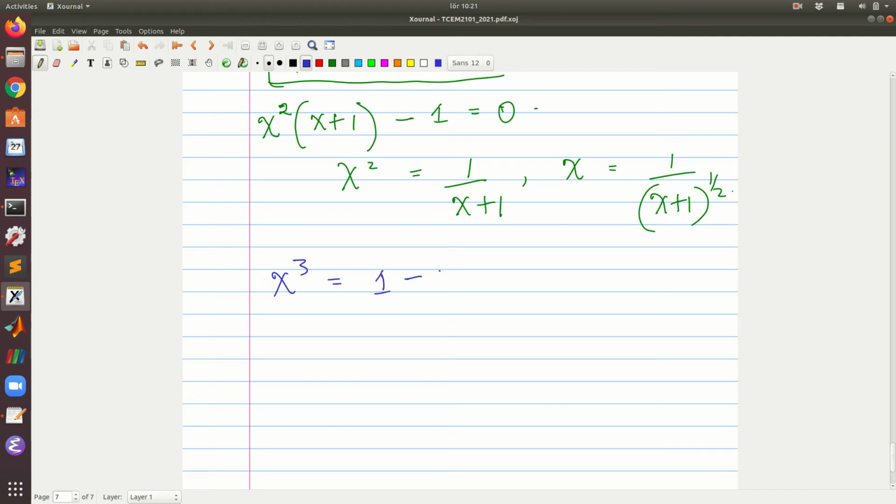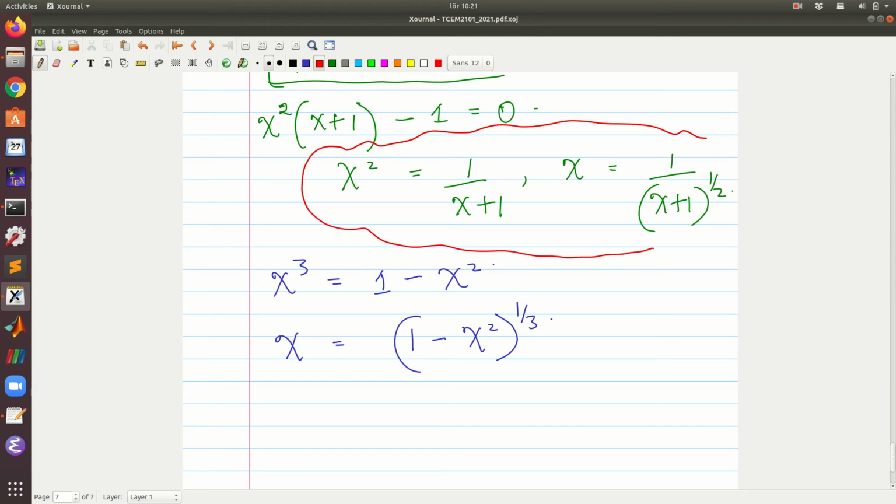If we take this on this side, it becomes negative, and then one would say that therefore x equals (1 minus x squared) to the power 1/3. Okay, so we are going to look at these two forms here. Of course, there are many other forms, but like I said, if we do that, then we shall spend a lot of time here. I'm just going to give you the idea.